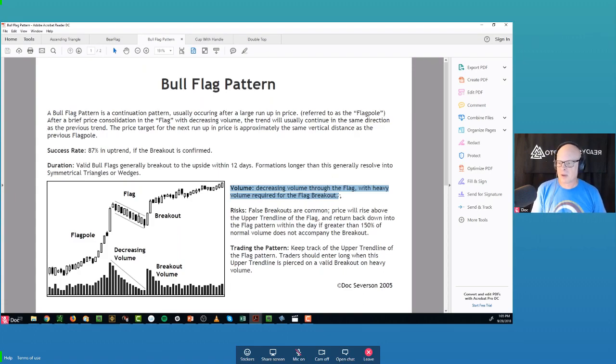There we go. So trade the pattern. Typically, again, you're going to get little breakouts along the way, but the real breakout should have some volume in it because of people disagreeing with what's going on.